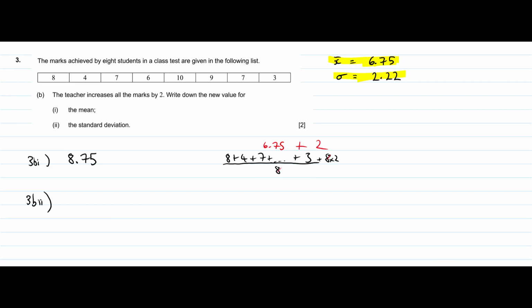Okay, and then for 3b part 2, our standard deviation is not actually going to change, because the standard deviation is a measure of the spread of the data, and if for each number in our data set we add 2, the data is not going to get any more spread out. So our standard deviation is the same, 2.22. Okay, and that is question 3b.